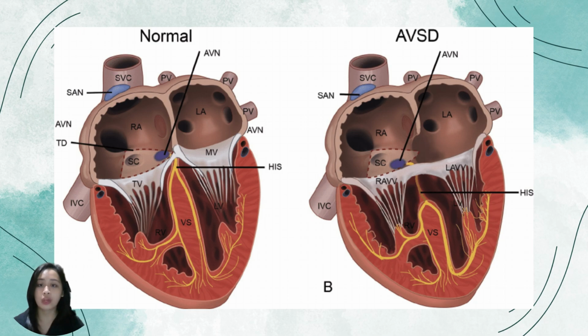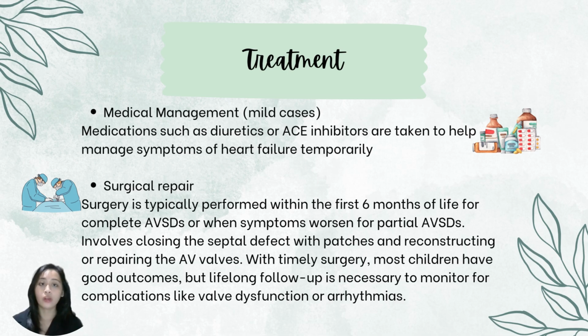Blood flows abnormally between the left and the right sides of the heart, causing increased pulmonary blood flow, which causes overloading of the lungs with blood. Then, the volume overload in the heart leads to an enlarged heart and eventual heart failure if untreated. And in severe cases, oxygen-poor blood mixes with oxygen-rich blood, causing bluish discoloration of the skin known as cyanosis. So, what are the treatments that can be done to treat AVSD?